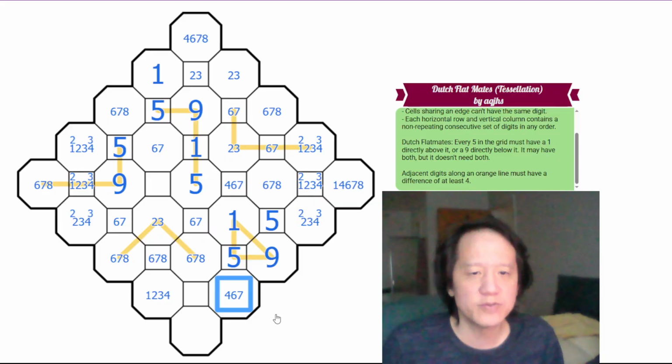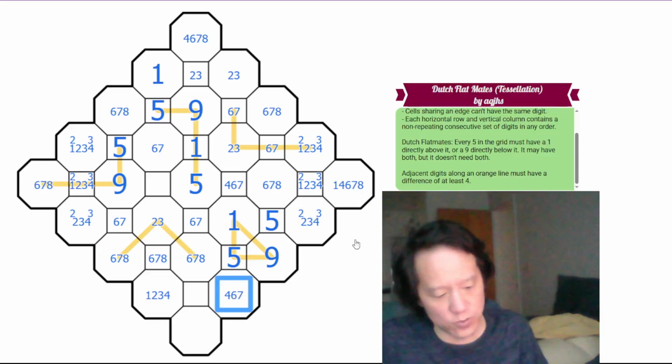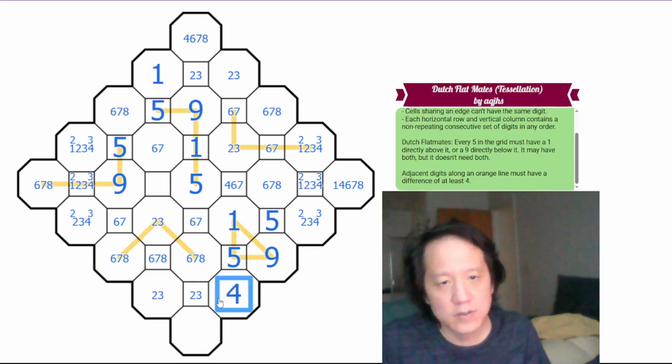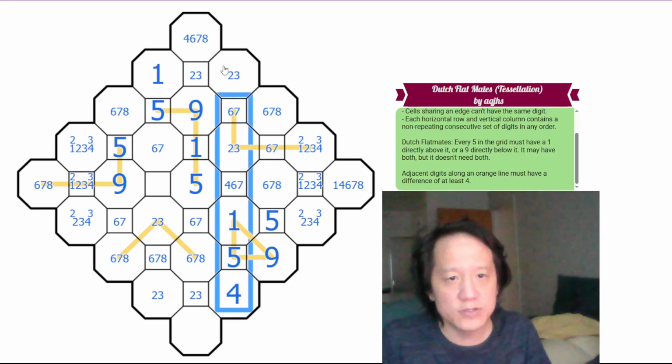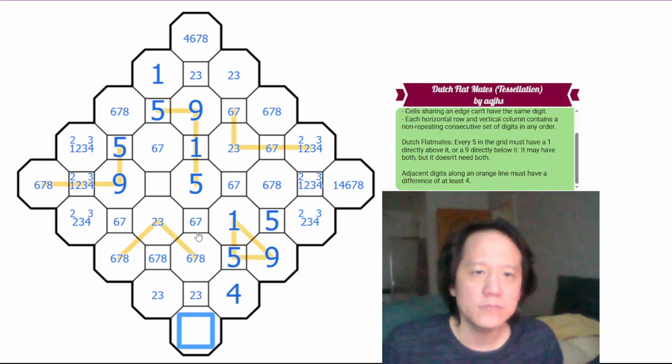So this has to be 4 then, because 6 or 7 require a 5 here to be consecutive with this low digit. So this has to be 4, and this becomes a 2-3 pair here. That means we have a 2-3, 2-3. This 4 eliminates 4 here. This cannot be 4 here.